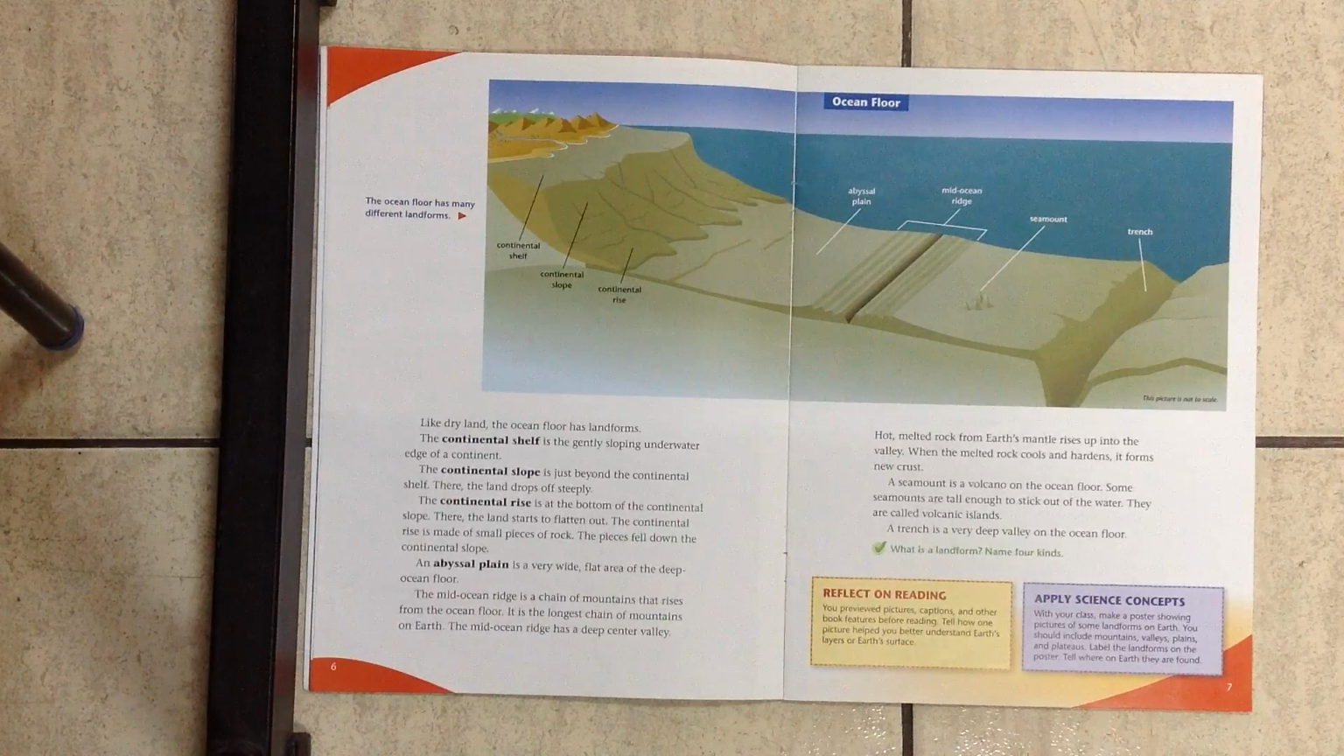The continental rise is made of small pieces of rock. The pieces fell down the continental slope. The abyssal plain is a very wide, flat area of the deep ocean floor.